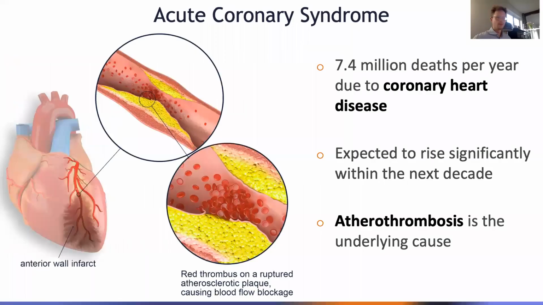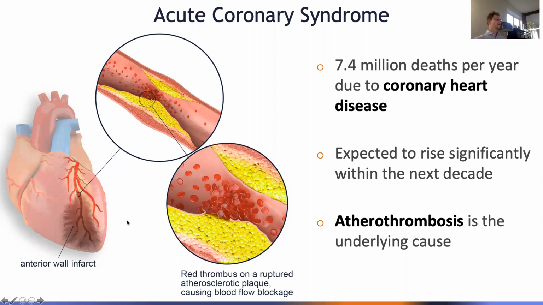Acute coronary syndrome is really relevant because almost 7.5 million deaths are caused by coronary heart diseases worldwide per year, and this number is expected to rise significantly within the next decade. Atherothrombosis is the underlying cause of these acute coronary syndromes. Here on the left, you see the LAD vessel, which has plaque built up towards the lumen, thereby slowly occluding the vessel.